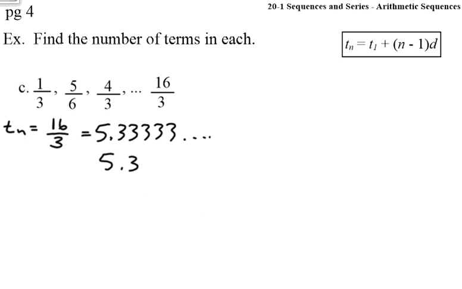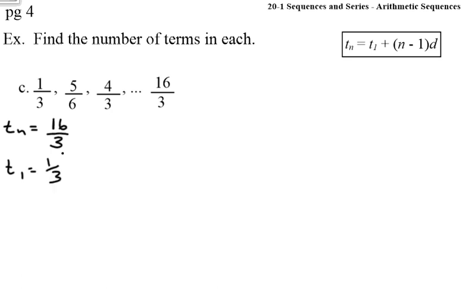We need to use exact values. So in this case, we can't get a terminating decimal. If the decimal terminates, you can get away with it. But you have to understand that working with fractions is important because it gives us exact values instead of rounded values. So we need to use 16/3 as t sub n. We know the first term is 1/3, which is 0.3 repeating. I can't use 0.3 because that's not what 1/3 is. So we have to work with 1/3.